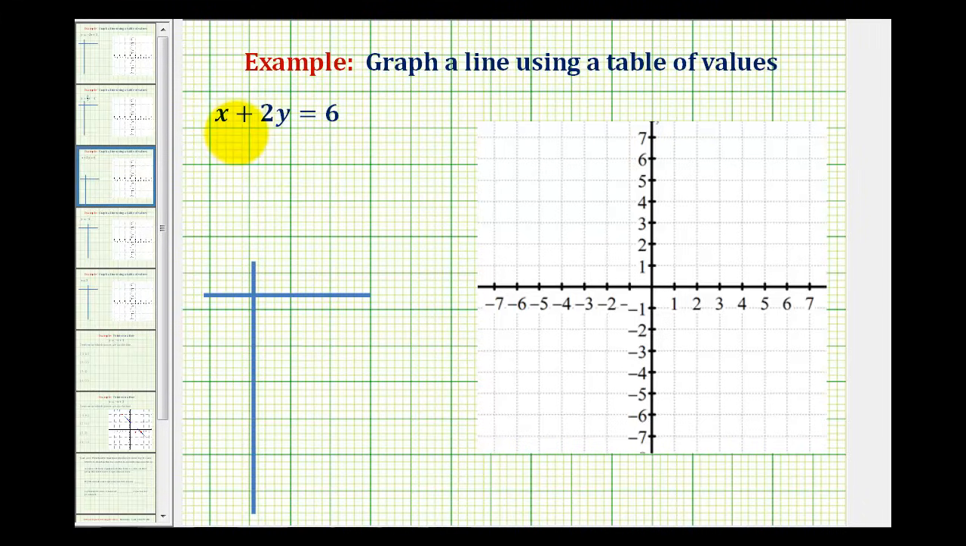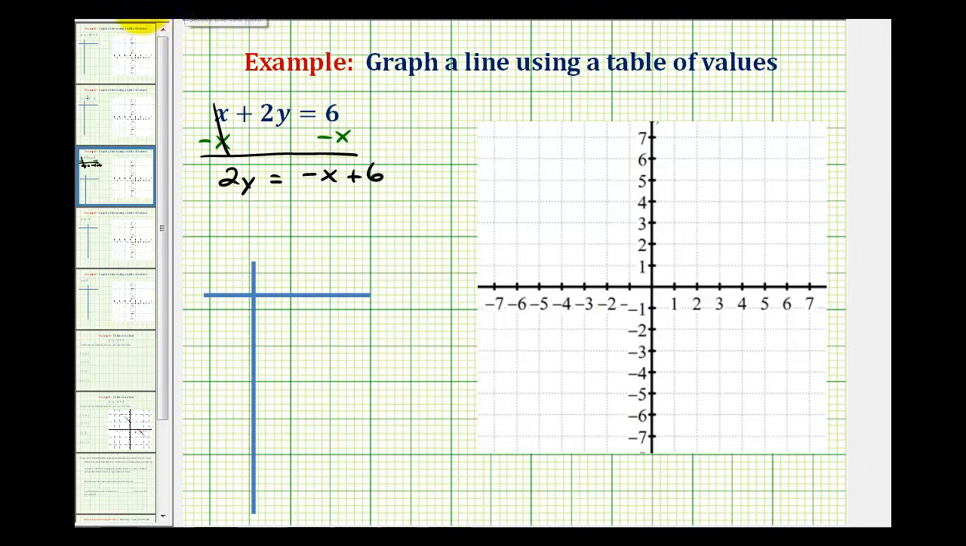So if we're going to select values of x to sub into this equation and then determine y, it's often helpful to solve the equation for y. So let's start by doing that. To solve for y, we'd have to subtract x on both sides of the equation. This would be 0. We're left with 2y equals, I'm going to write this as negative x plus 6.